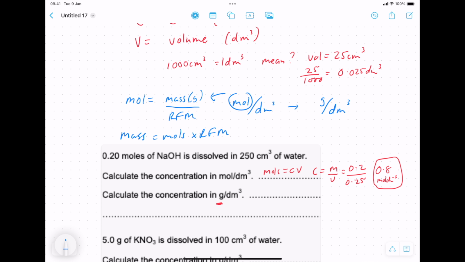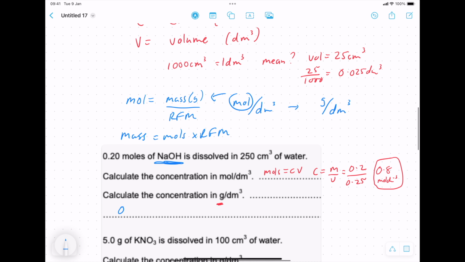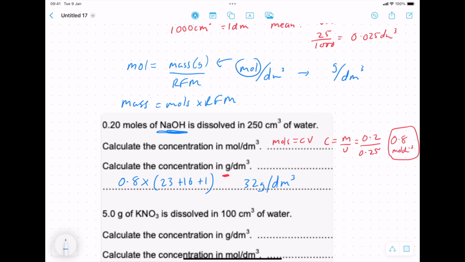Or in other words, all I have to do is times the first answer by the RFM of the molecule. So I'm going to do 0.8 times the RFM of sodium hydroxide. So sodium is 23, oxygen is 16, and hydrogen is 1. So that's 23 plus 17 is 40. So 0.8 times 40 gives me 32 grams per decimeter cubed. Similar thing for the next one now.